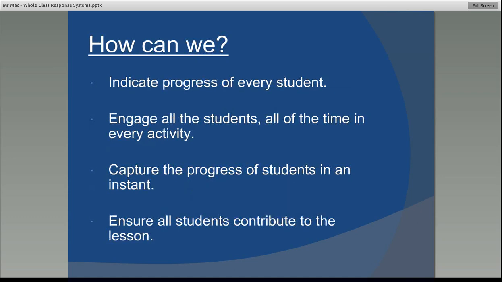So I asked myself these questions: how can I, as a teacher, indicate the progress of every single student rather than just those 2 or 3? How can I engage all of the students all of the time in every activity? How can I capture all of their progress in an instant? Because for me, I feel as a teacher it's important to capture their progress as quick and as instantly as possible. And I just wanted to ensure that all students contributed to the lesson, again, rather than these 2 or 3.